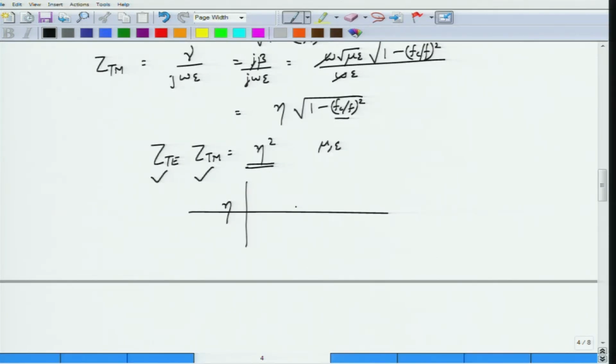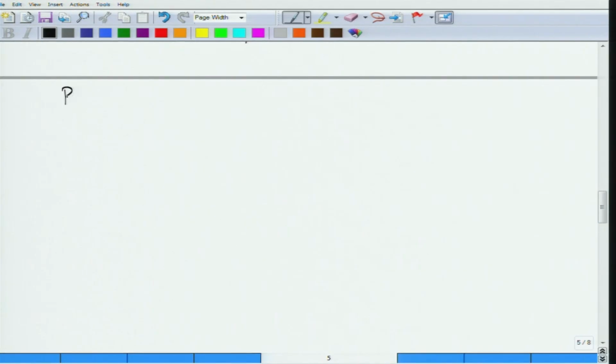Similarly, Z_TE will be equal to plus infinity, and propagation would begin at the appropriate cutoff frequencies. Okay. So you would actually see that this is how the corresponding Z_TE and Z_TM impedance values will vary. Let us discuss one final aspect.